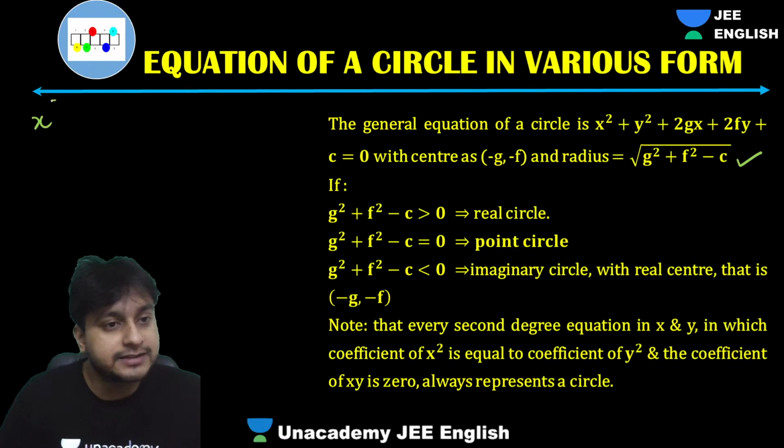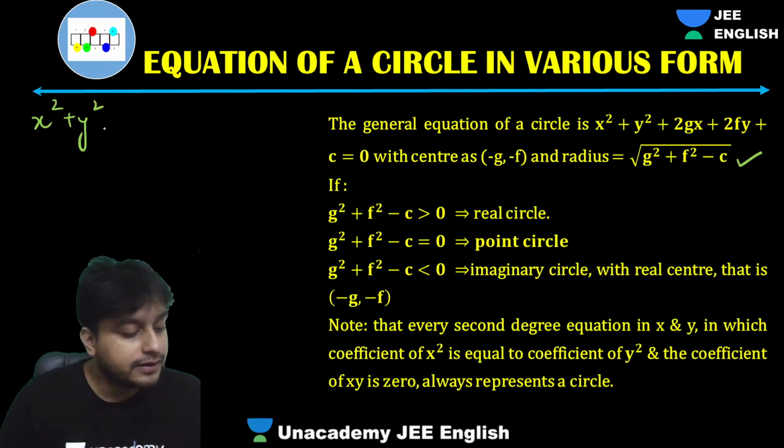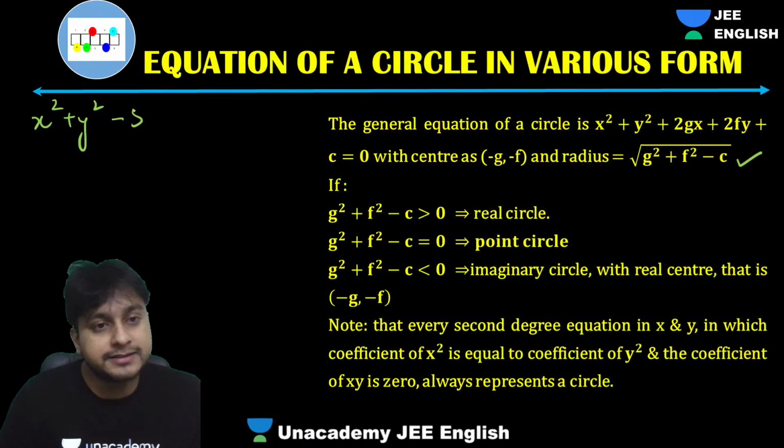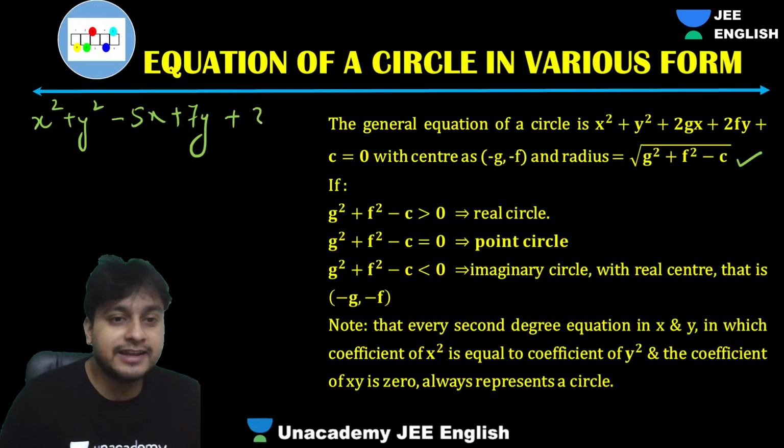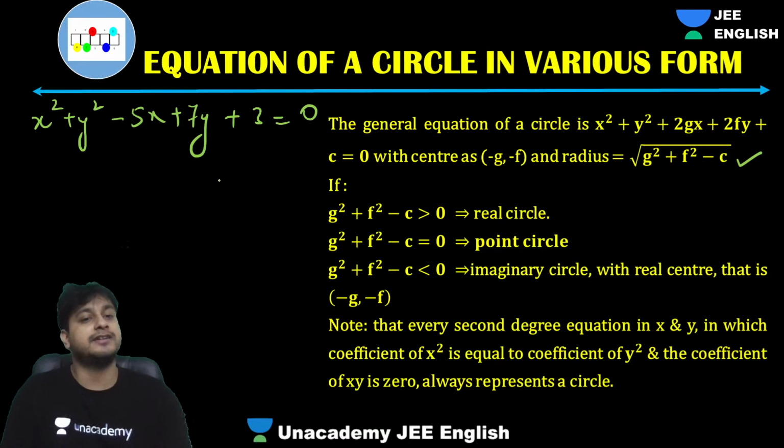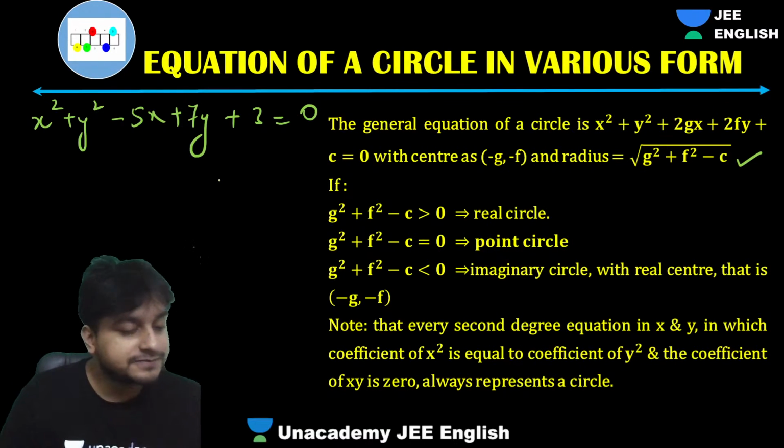Let's suppose somebody asks x square plus y square minus 5x plus 7y plus 3 equals to 0. Can you tell me its center?